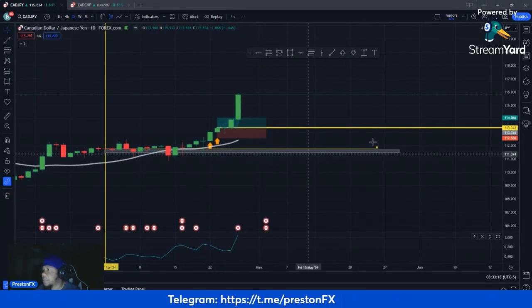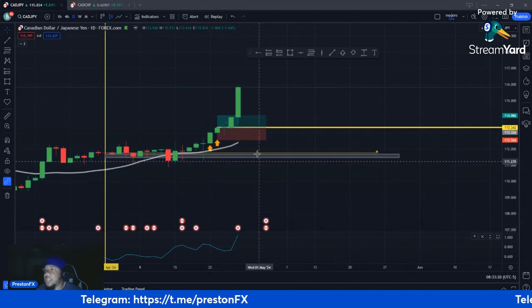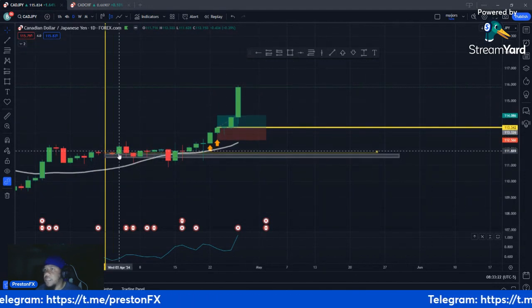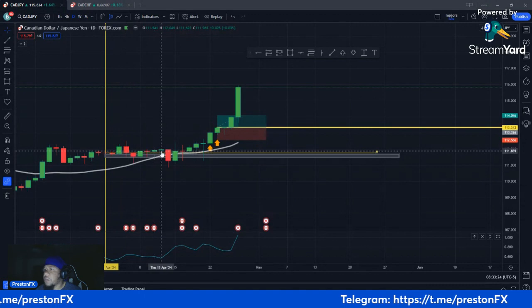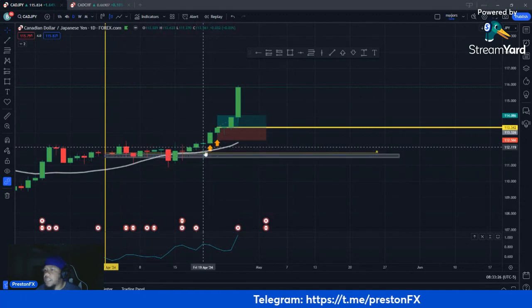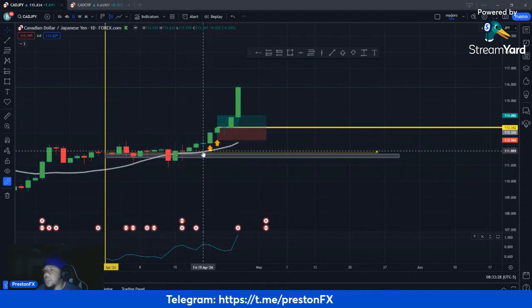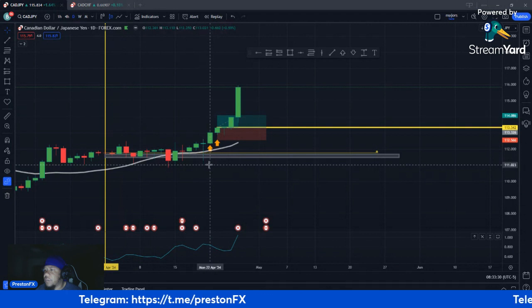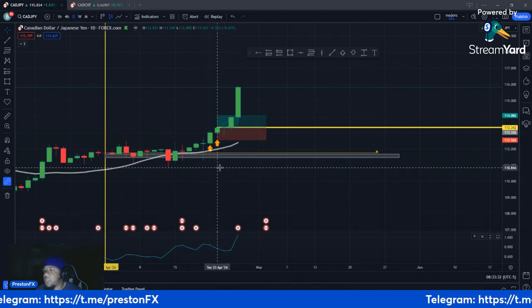Again, Canadian JPY. We look right here, nothing, not strong, nothing. All right, didn't break off. Finally broke off on the 22nd, so we waited for this one.